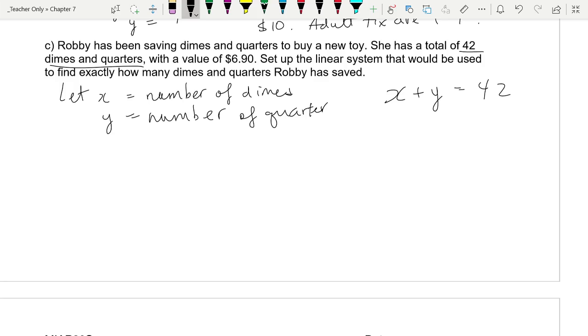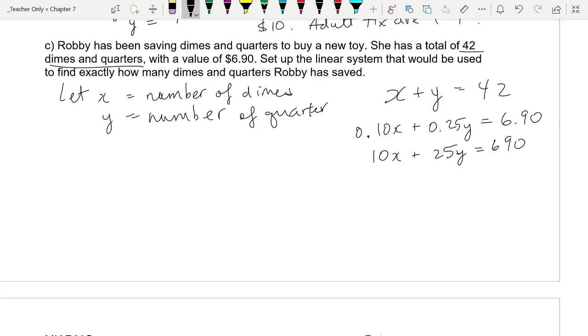The next equation is going to be value. Every dime is worth 10 cents, and every quarter is worth 25 cents. And together you get $6.90. I don't think I would really want to work with decimals like this, so I'd probably multiply this equation by 100. So I get 10x plus 25y is equal to 690.